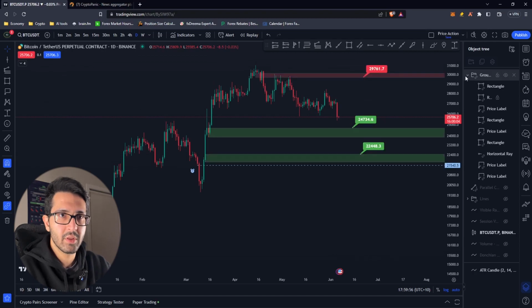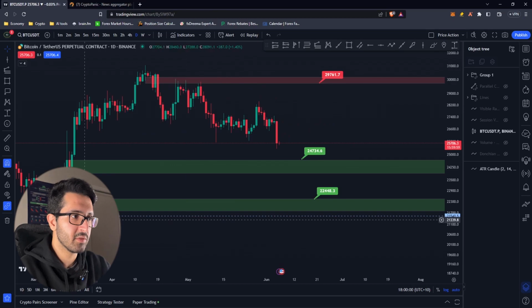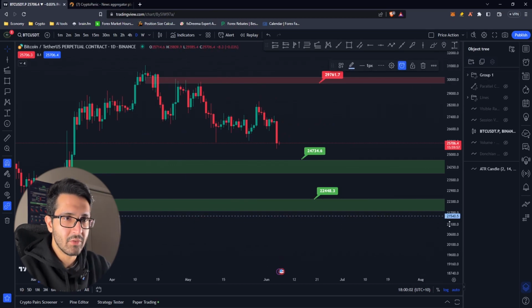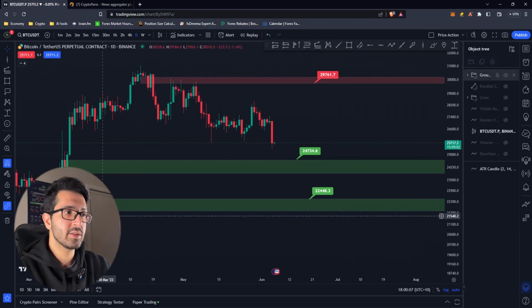Let me just turn on everything from here. Okay, these two levels that I pointed out, but also there's a possibility of price reaching down to this level, 21,500, because sometimes there's got to be manipulation. So this is another place that I'm possibly going to add into my long position.